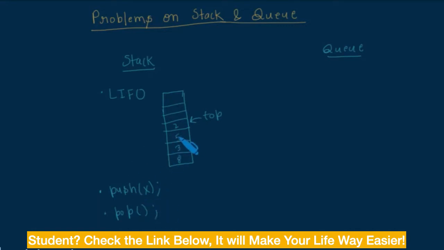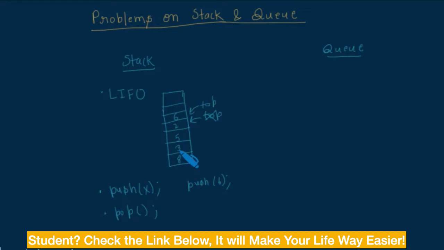Fine. Suppose we want to insert 6 in the stack. What you will do, you will call push 6. So push 6 means you want to insert 6 on the top of the stack. So this top will be pointing to this position and 6 will be inserted here. Okay, 6 will be inserted here.